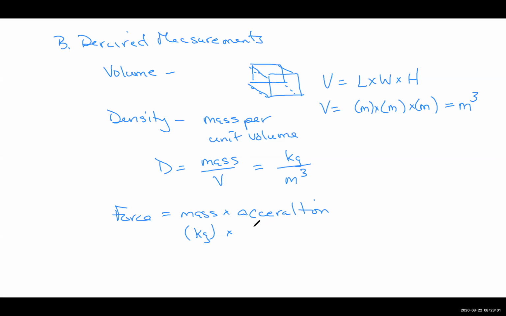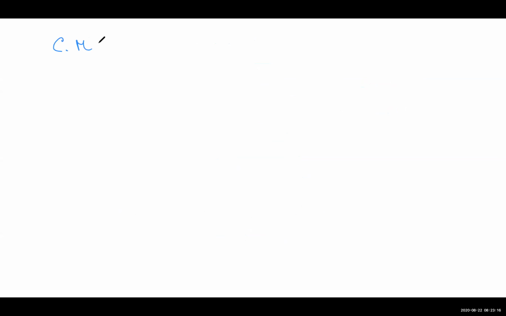And so it's going to be distance over time squared. And so it's always a combination of those 7 base units or base measurements when you break down any other measurement that you could take. So the other thing I wanted to talk about are the metric prefixes.